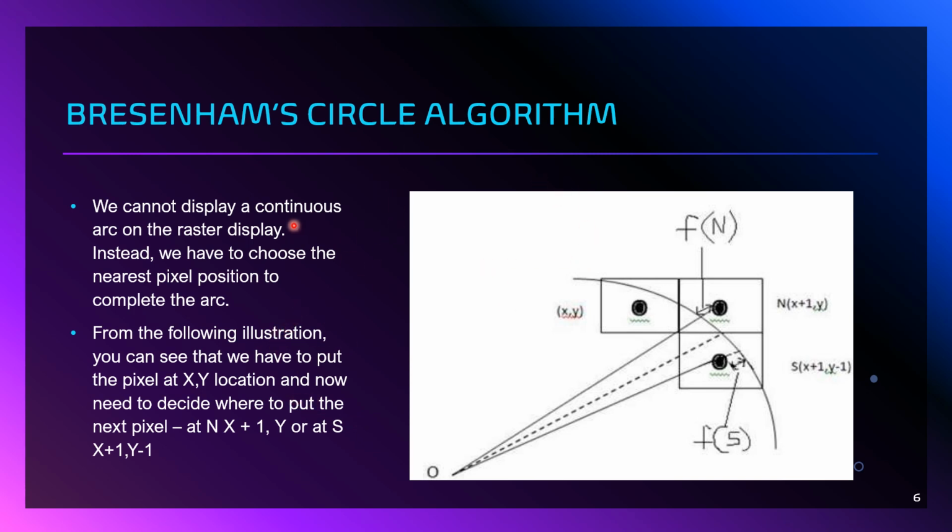The next is the Bresenham circle algorithm. We cannot continuously draw an arc on the raster display. Instead, we have to choose the nearest pixel position to complete the arc. Following illustrates that we have the pixel at x and y location, and now need to decide where to put the next pixel, at x plus 1, y or x plus 1, y minus 1. Here you can see the curve is created by selecting the nearest pixel.